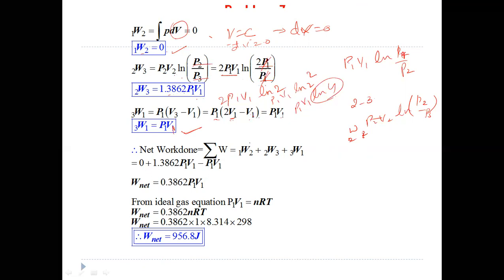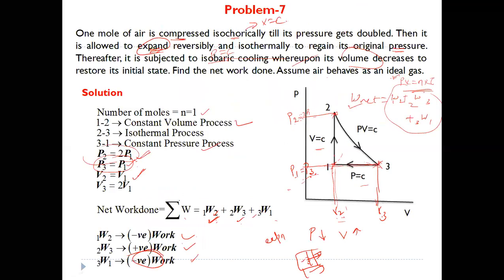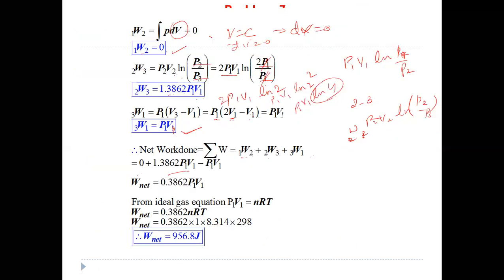So net work done means we have to add these 3 work dones: W1 to 2 plus W2 to 3 plus W3 to 1. W1 to 2 we got as 0, plus W2 to 3 is 1.3862, and W3 to 1, see here, the 1 to 2 and 3 to 1 are negatives. So here we write minus 0, which is always 0, and W3 to 1 we have to consider as negative, so minus P1 V1. If you take P1 V1 as common, it becomes 1.3862 minus 1, which becomes 0.3862 P1 V1.